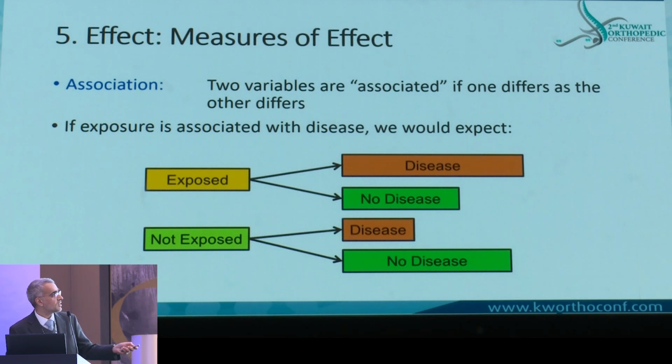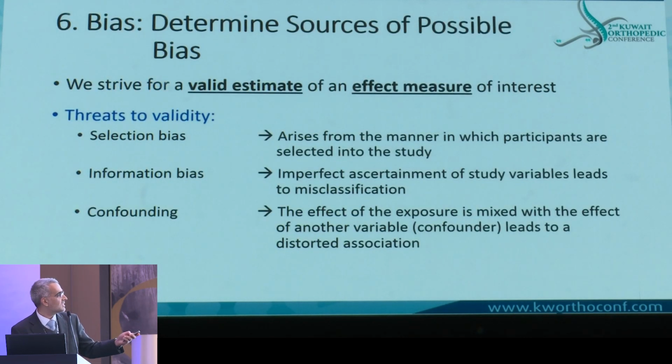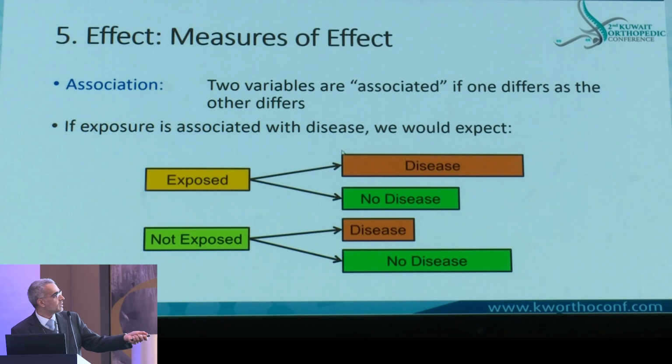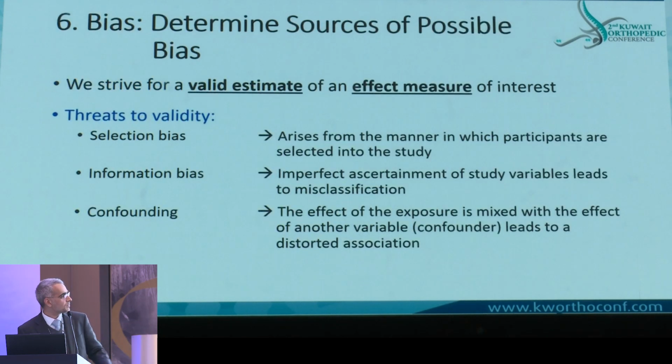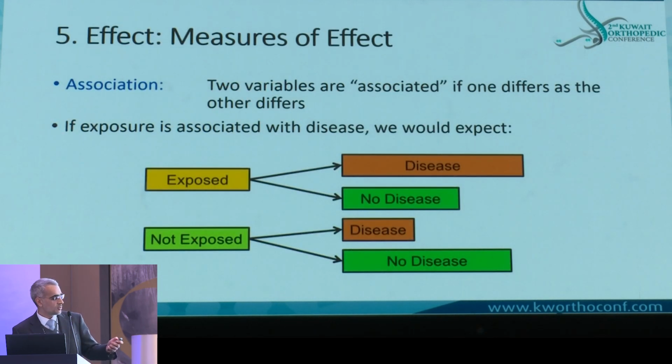So in principle, if there is association between exposure and disease, then we will expect the prevalence or the amount of disease in the exposed to be much higher than the amount of disease among the unexposed. Okay, so we move to the next slide.